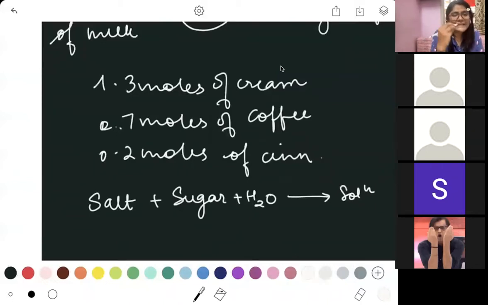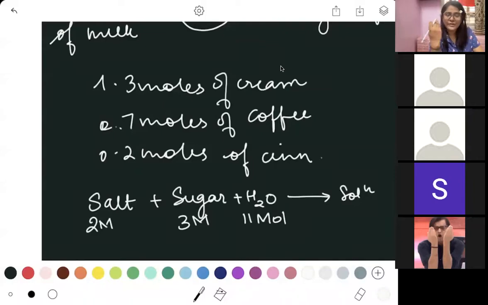It just says take a certain amount of sugar. Let's say it says 2 moles of salt and 3 moles of sugar and 11 moles of water. That is understood. Sugar means some sugar, salt means some salt, and water means any sort of water. It could be boiling water, it could be water in the form of steam, it could be distilled water. It's a very general reaction that is given to you.